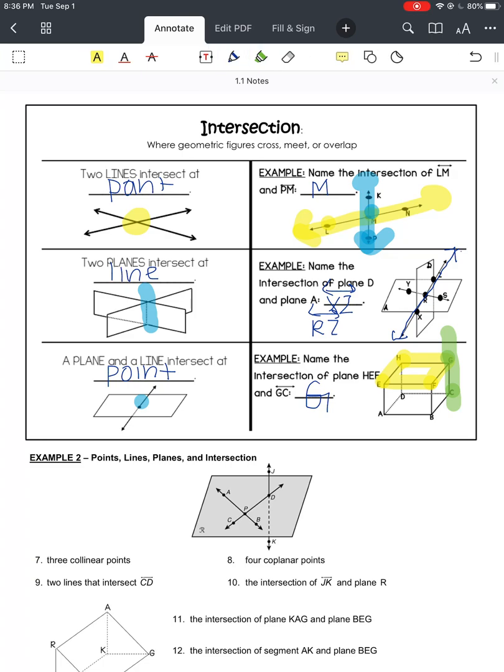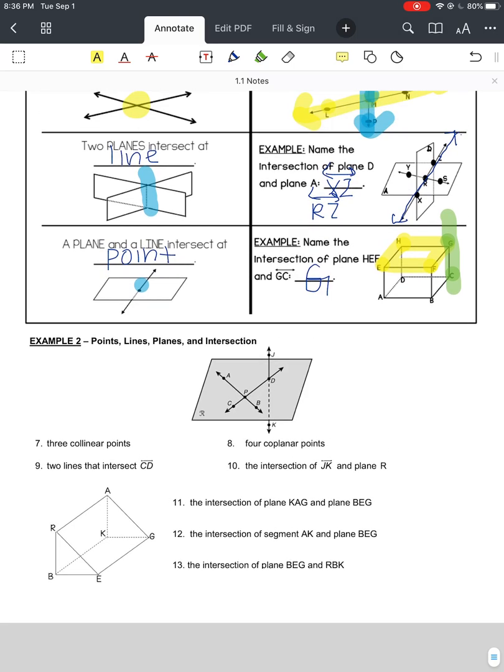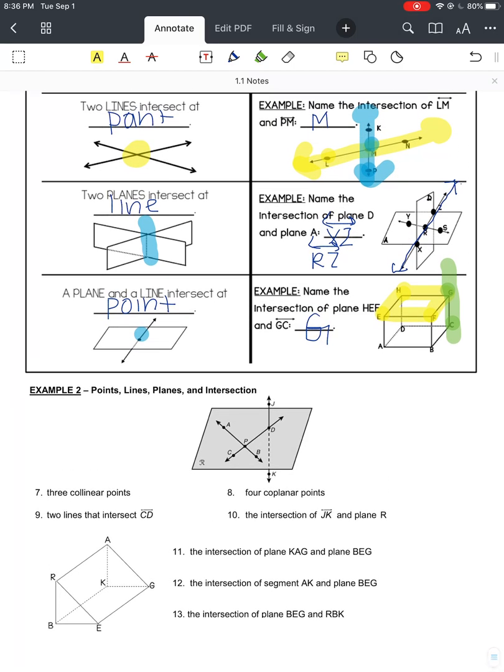So again, this left-hand side here is what you need to remember. 2 lines intersect at a point, 2 planes intersect at a line, and a plane and a line intersect at a point. That should be enough to answer the rest of these questions. So, let's try a couple more together, and then you can figure out the rest of these on your own.